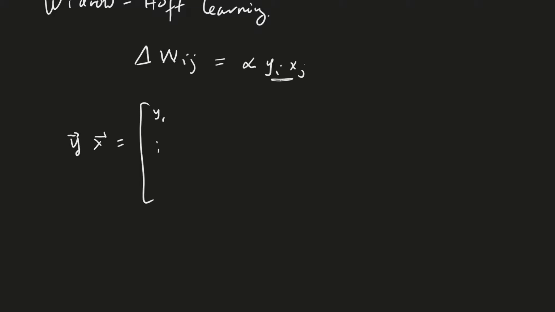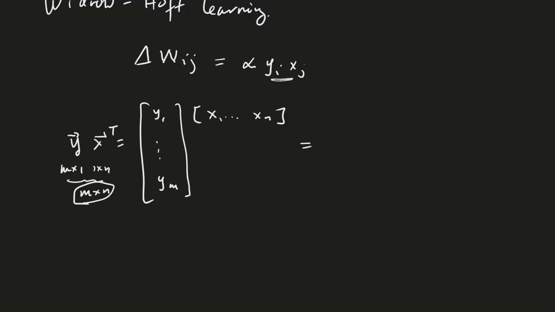If I take y times x, let's see, y was m-dimensional and x was n-dimensional, then what kind of a matrix do I get out of that? Well, y is m by 1, x transpose is 1 by n, so I'm going to get an m by n matrix out of this, and notice that that is the same size as w.